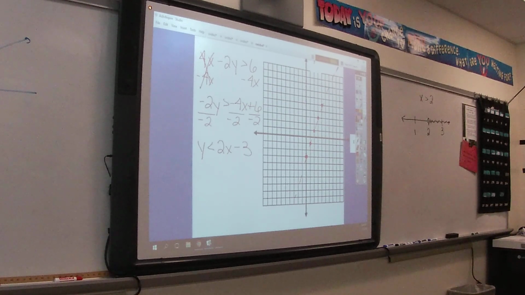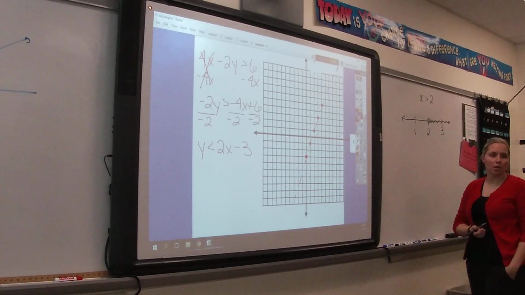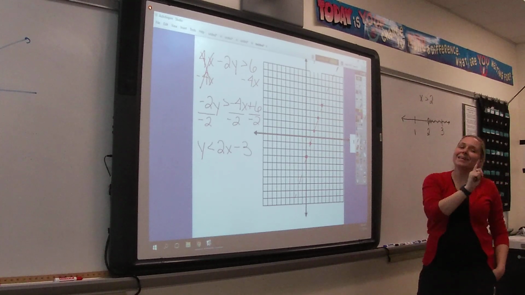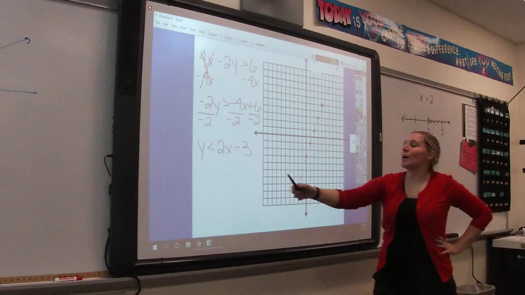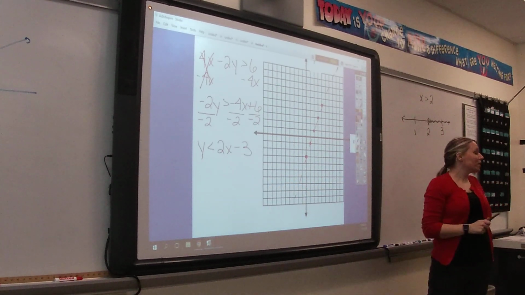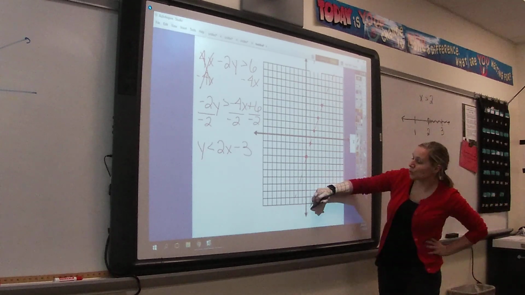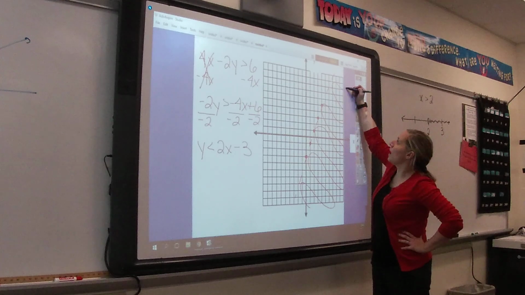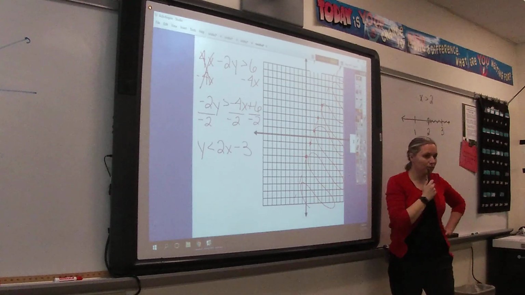And do I want to shade above or below? We can't think left or right on this. Below. Remember, less than is lower. So we want to shade below, below to the right. So we would be shading this area here.